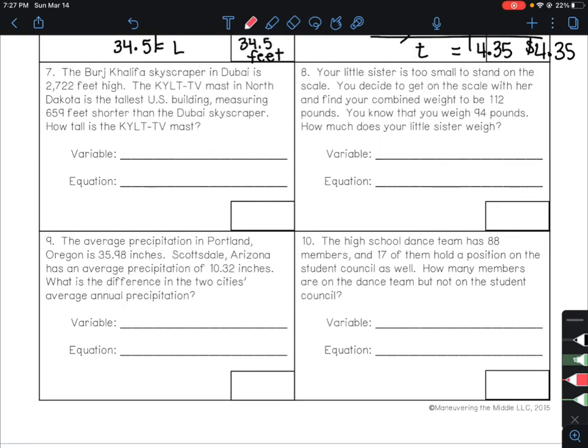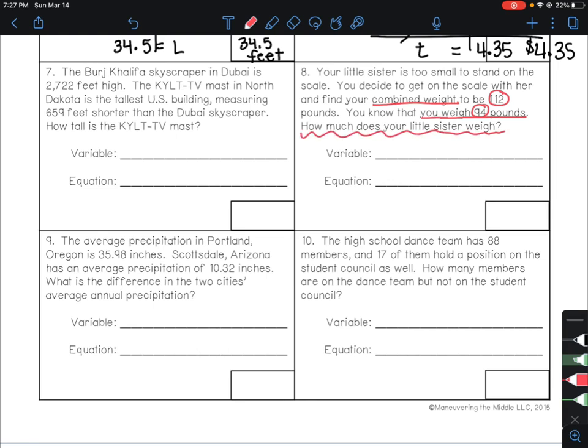For number 8, your little sister is too small to stand on the scale. You decide to get on the scale with her and find your combined weight to be 112 pounds. You know that you weigh 94 pounds. How much does your little sister weigh? So right away, I circled some numbers and underlined some keywords, but let's define our variable before we do anything else. We don't know our little sister's weight. So let's say S equals sister's weight.